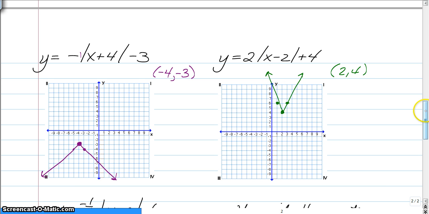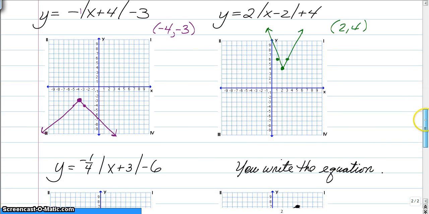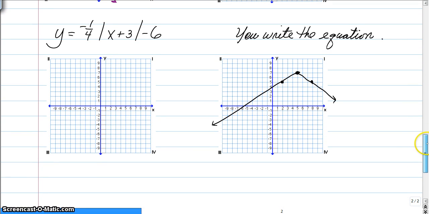Okay, so that's graphing absolute value equations. So what I would like you to do really quick is pause the video and try these two. The first one is just another example of graphing, and the second one, I want you to actually write the absolute value equation from the given graph. Once you're done with those two, we are finished. So go ahead and take a minute. And here we go.